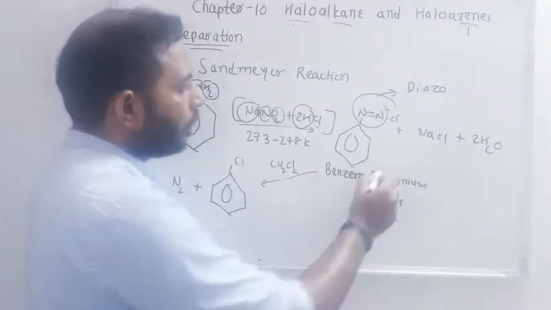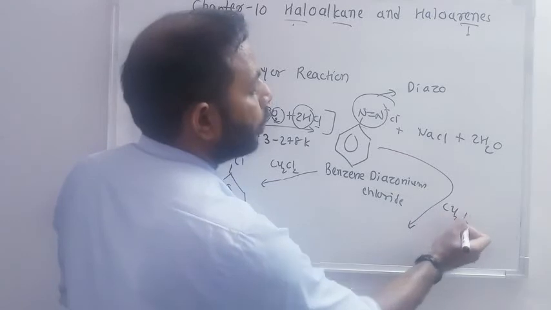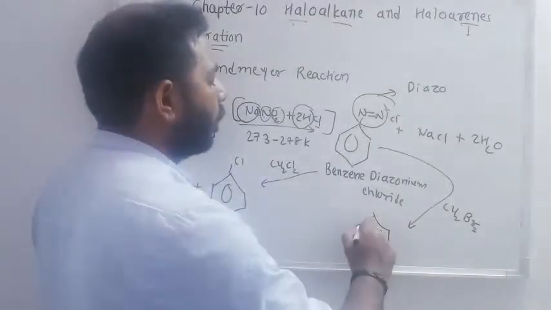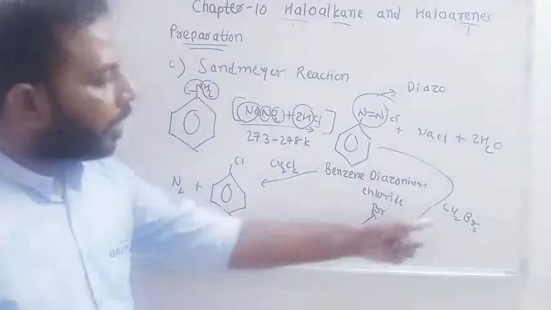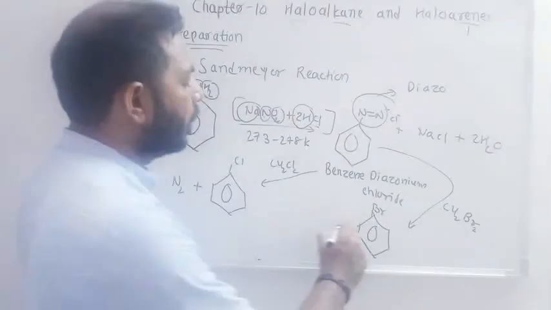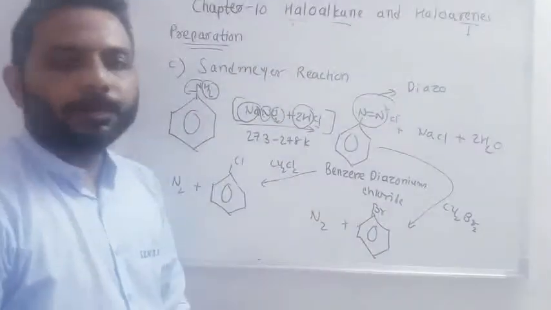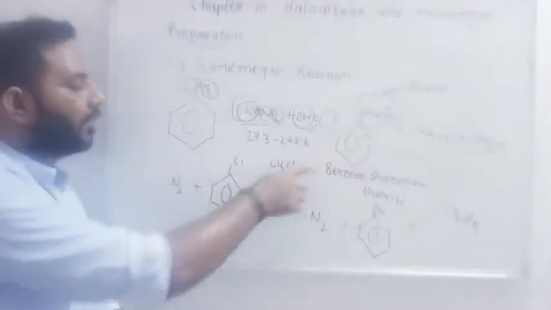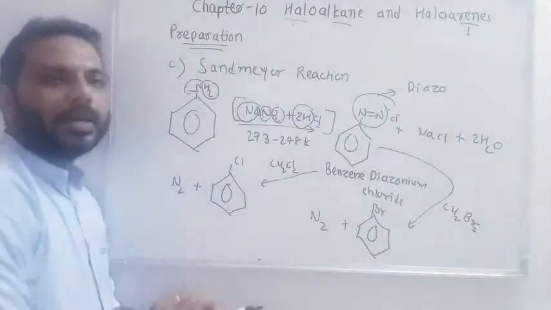Same way, if we react benzene diazonium chloride with Cu2Br2, then we'll get bromobenzene. So bromine will react with benzene and form bromobenzene, and obviously one of the byproducts is N2. The diazo group will always be released in the form of N2. So benzene diazonium chloride is an intermediate product. It will react with Cu2Cl2 and form chlorobenzene. It will react with Cu2Br2 and form bromobenzene.